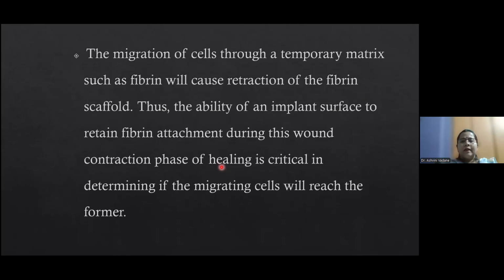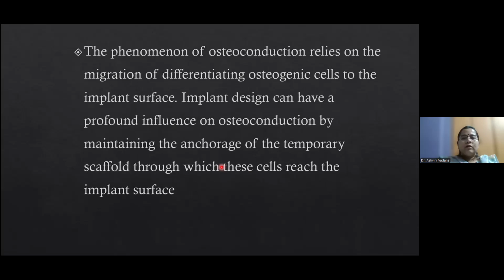The migration of cells through a temporary matrix such as fibrin will cause retraction of the fibrin scaffold. Thus, the ability of an implant surface to retain fibrin attachment during this wound contraction phase of healing is critical in determining whether the migrating cells will reach the implant or not. This phenomenon of osteoconduction relies on the migration of differentiating osteogenic cells to the implant surface.